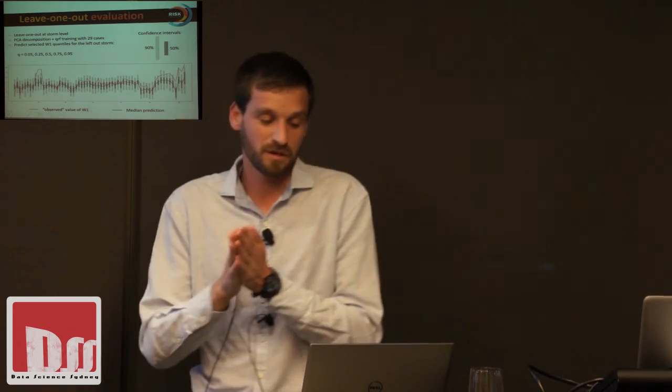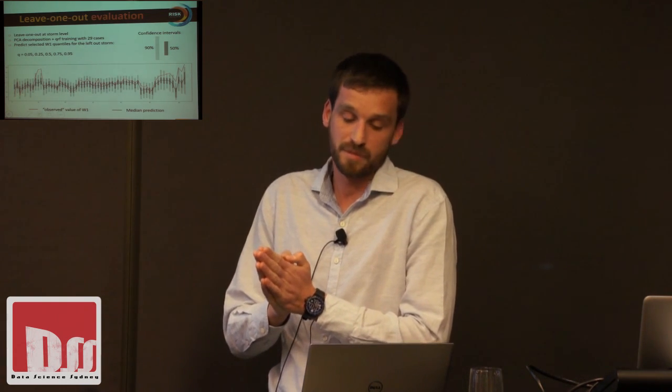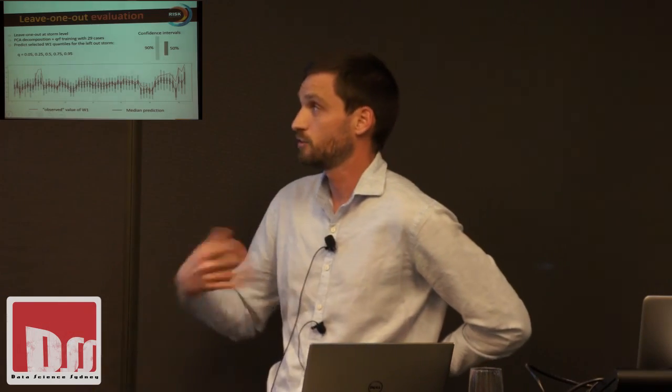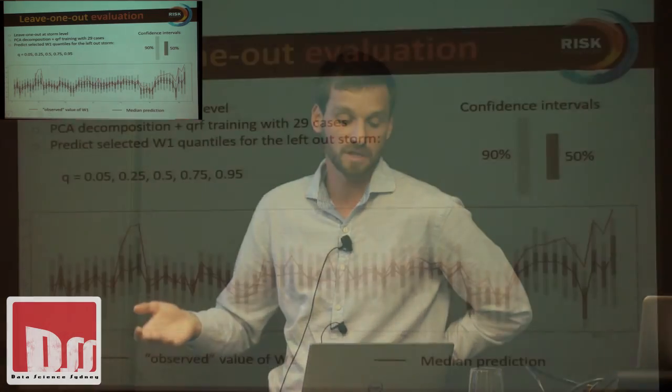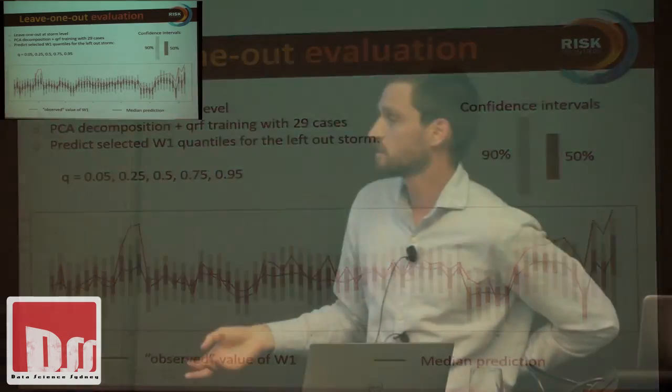Then to do these things a little bit more properly, we did an actual leave one out evaluation of this method. We have 1580 targets, but they're very, very self-correlated. So the leave one out was done on the storm level. So every time I take 29 storms, leave one out for evaluation. On the 29 storms, I'll do my principal component decomposition. I will build my quantile regression forest. And then I will predict the weights, the W1 in that case, for the storm I left out.